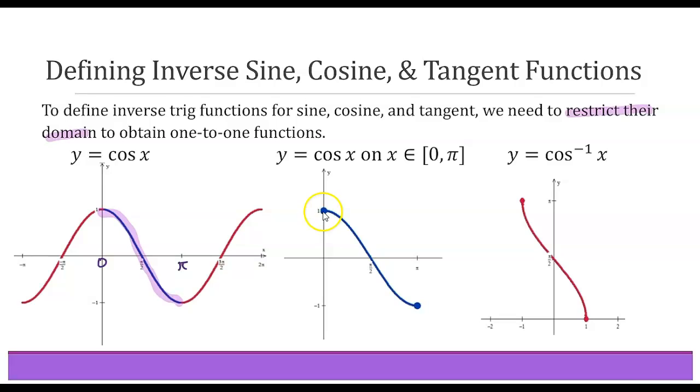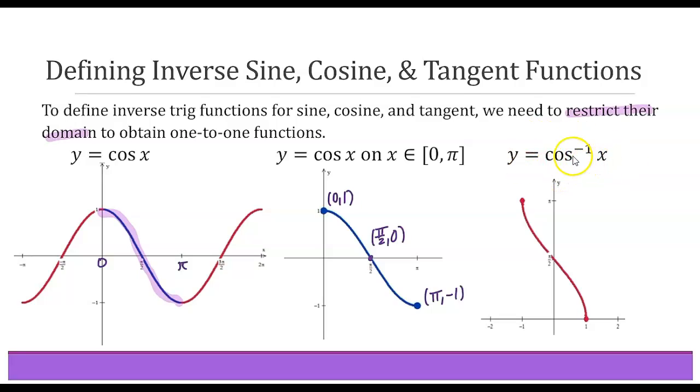Any point that I choose on this restricted cosine graph, I can switch the values of x and y to create cosine inverse. Just to focus on a few, this is the coordinate point 0, 1. This is the coordinate point pi over 2, 0. And this is the coordinate point pi, negative 1. On the graph of cosine inverse, we should see those coordinate points where the x and y are switched.